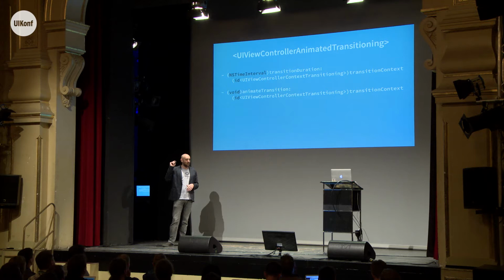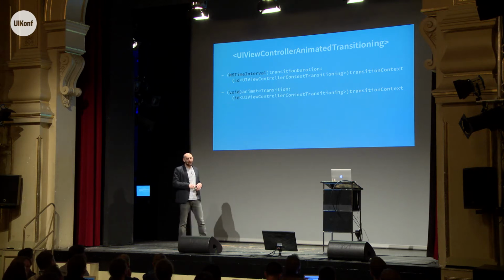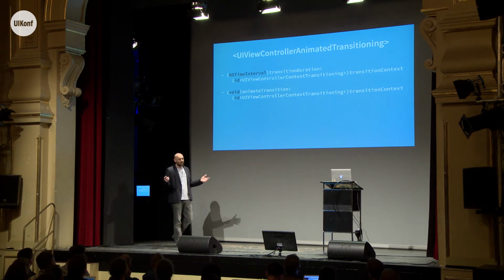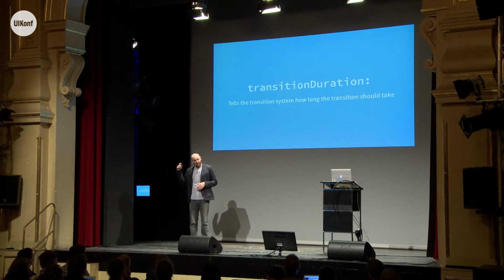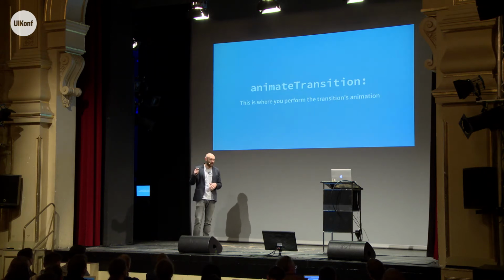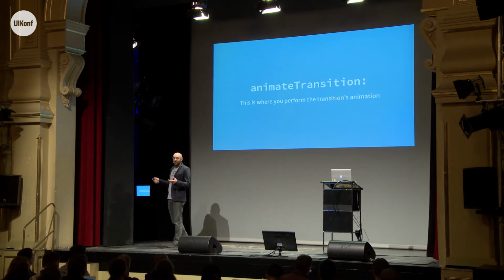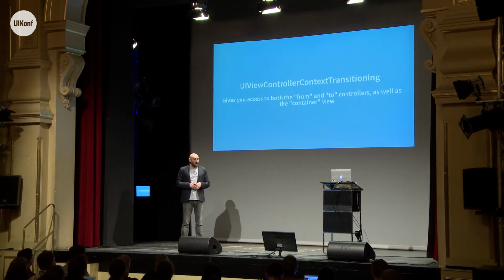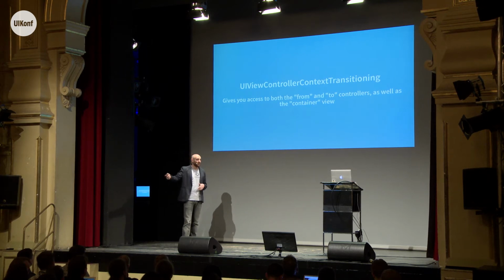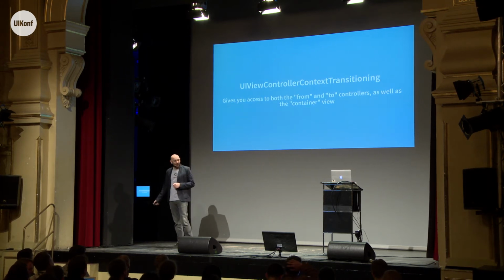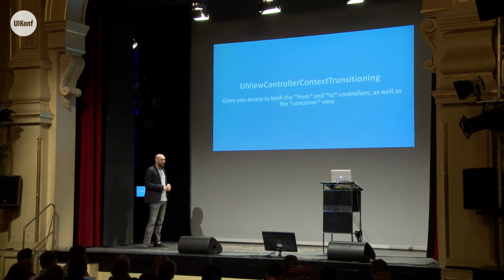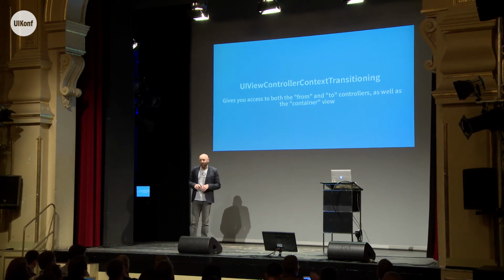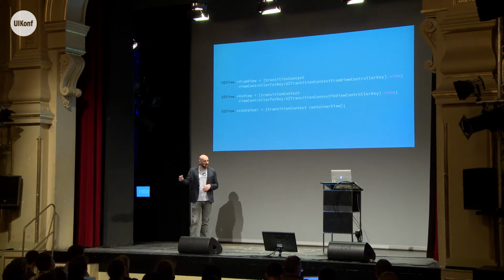I want to dive into the animated transitioning object, which is basically what you use. You create a class that conforms to this protocol, and you use these two methods to control the transition. Transition duration tells the transition system how long it should take, and then in animate transition, where we're going to be spending all of our time today, this is where you perform the actual transition. Both of these methods take a parameter known as the context, and it conforms to this protocol. There's a bunch of protocols in this system. It gives you access to the from and to view controllers, as well as the container view, and you can get access to it like this.